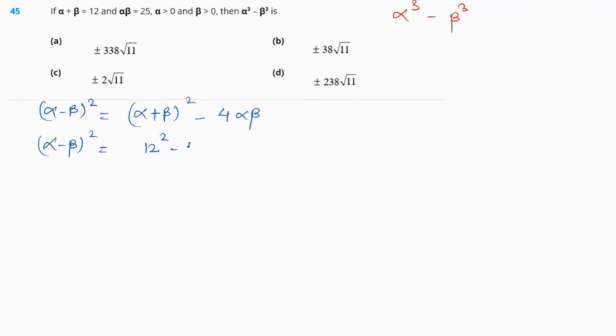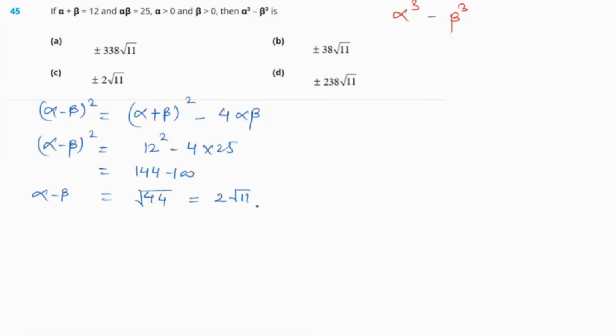So 12 square minus 4 times 25. So we are going to get 144 minus 100. We will be getting 44. Okay, so the value of alpha minus beta square is 44. So alpha minus beta is equal to root 44, which gives us 2 root 11.